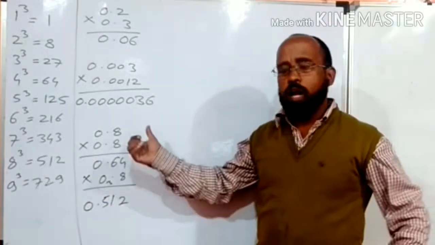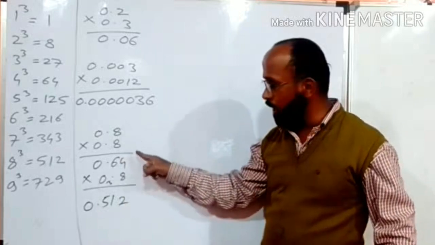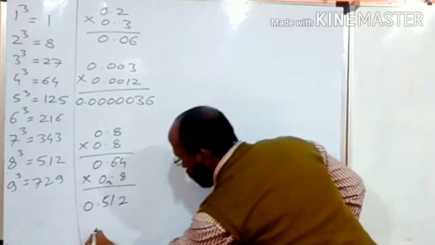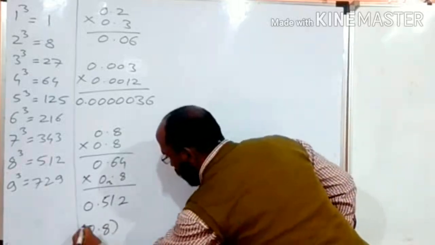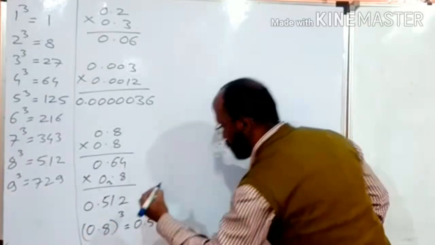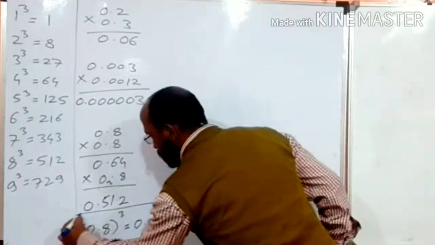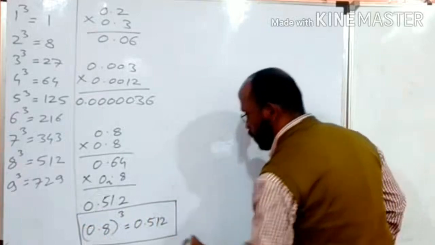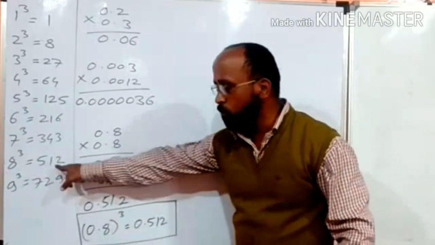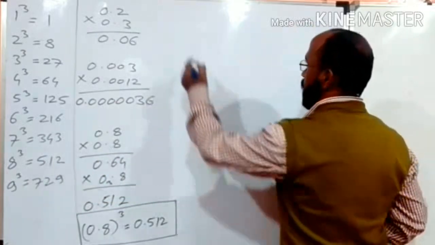See friends, what I have done in this example. I have multiplied this 0.8 by itself, and I have multiplied the answer once again by 0.8. Means I have found 0.8 cube, which is equal to 0.512. 0.8 cube, see the most important part. 0.8 cube is equal to 0.512, and the cube of 8 is equal to 512. Are you getting it? Let us see a few more examples.